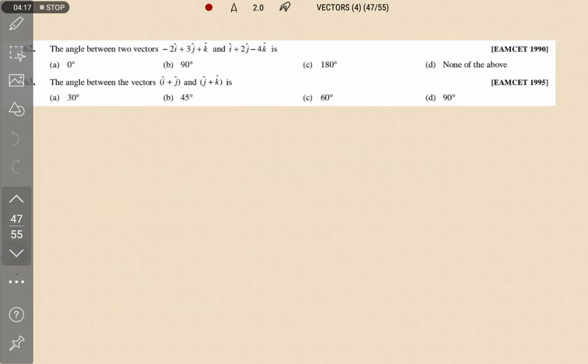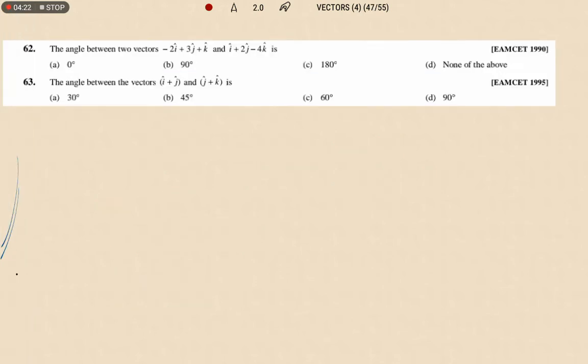Let's see the next one. Here two problems are given. One is the angle between two vectors: minus 2i plus 3j plus k, and i plus 2j minus 4k. I will do 62, and 63 will be done in a similar manner. So let us see 62.